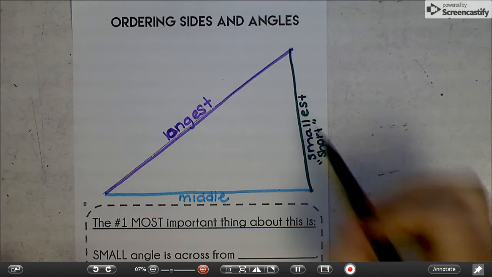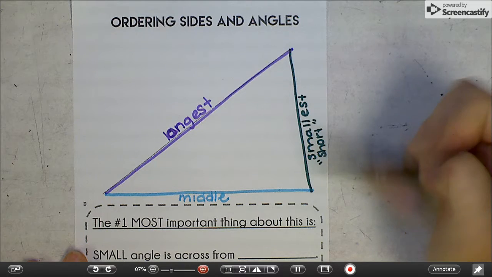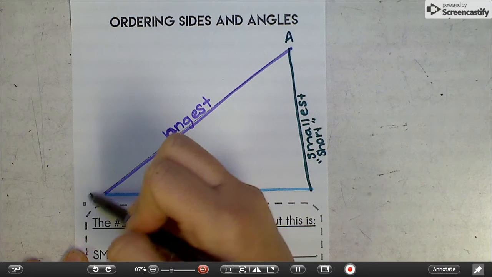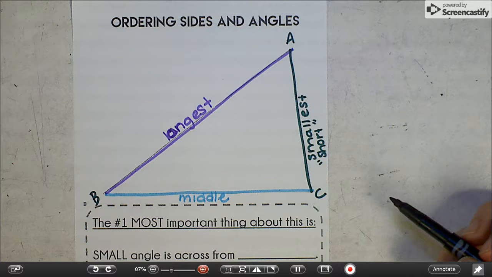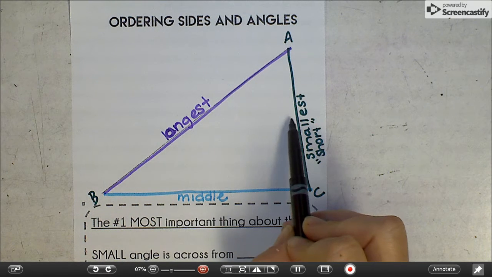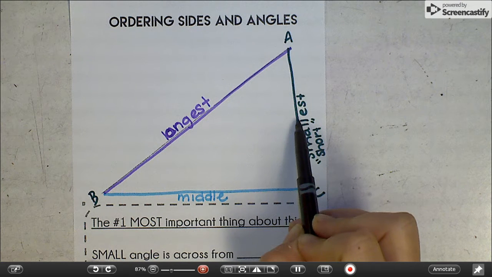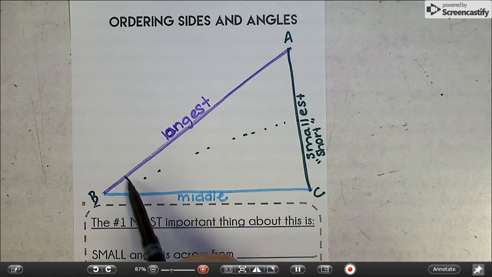Using the same color you used for smallest, I'm going to put letters on here. Which angle letter do you think is the smallest angle of this triangle? A? C? No, B. Doesn't that look small? So here's how you can tell. You stand on the small side and you go across. So this is the smallest angle.